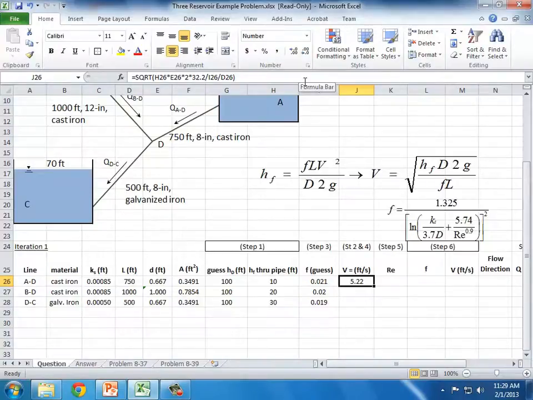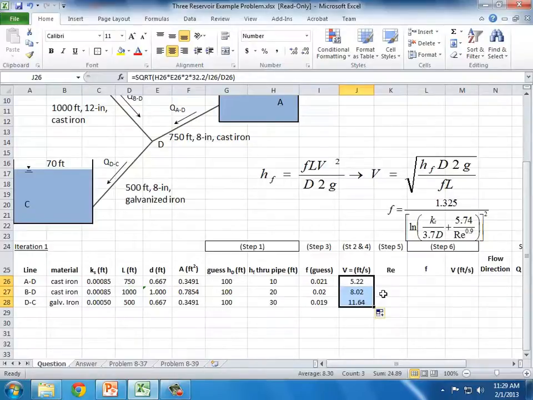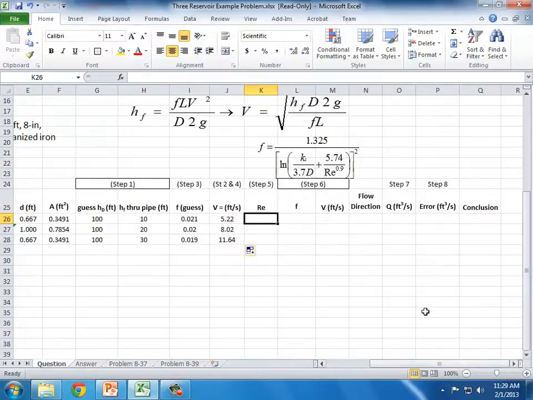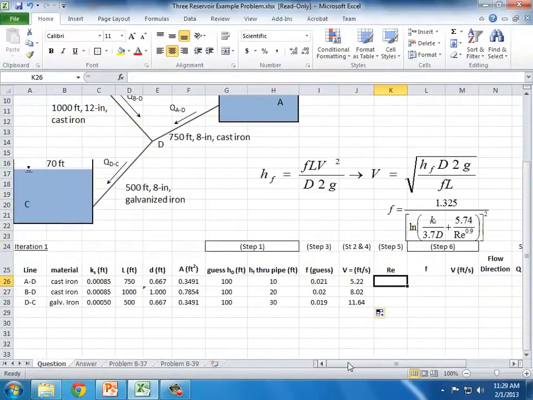No questions so far. Okay, so I can just drag that formula down and calculate the velocity for each of the other pipes as well. All right, so if that's the velocity, now I can find the Reynolds number. Have I got the Reynolds number equation on here? Well, the only thing I need to double check on is the kinematic viscosity of water in these traditional units.